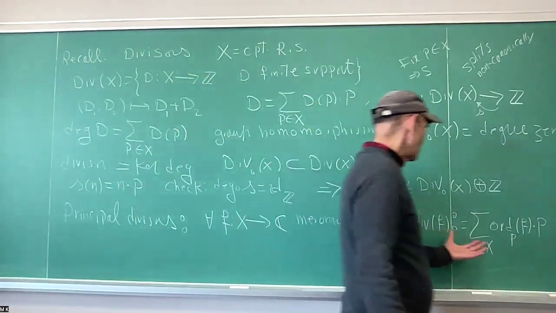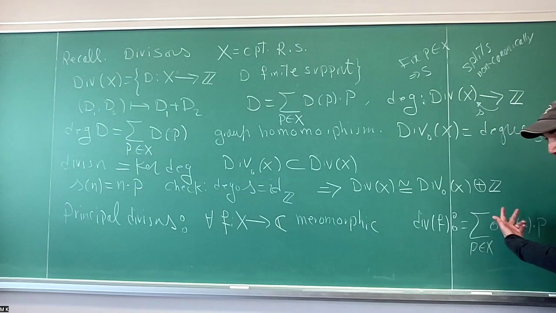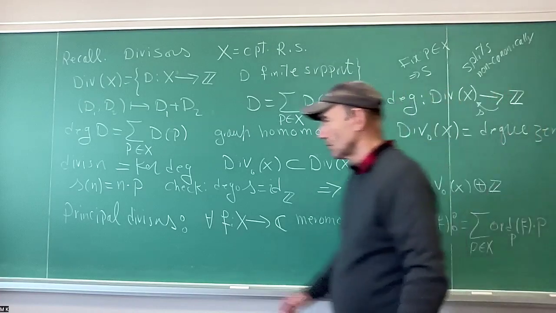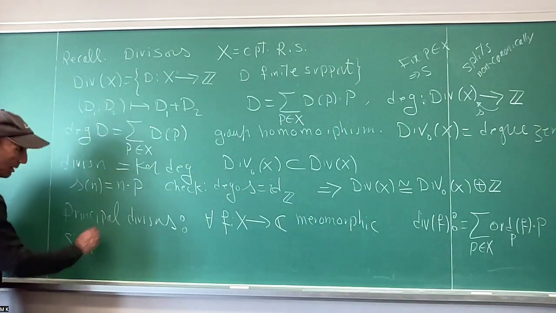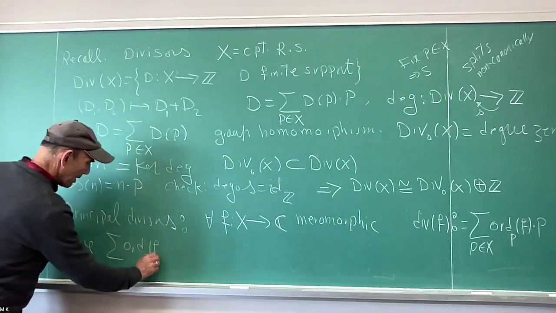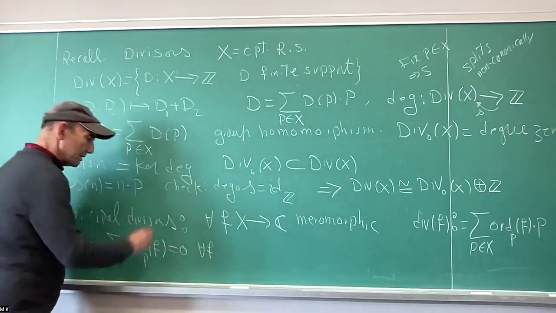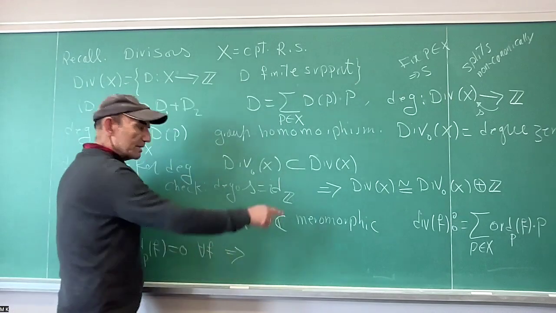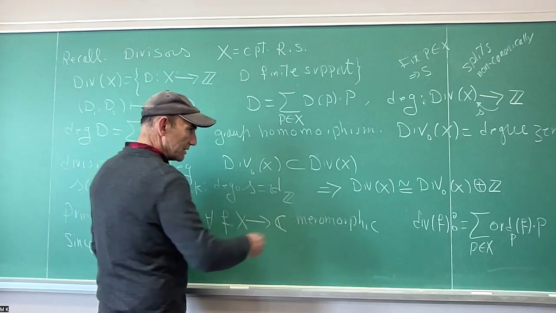Now, we proved the theorem. Actually, I gave two proofs, you remember, that the degree of such divisors is 0: the sum of orders is equal to 0. Since the sum of the orders of f is equal to 0 for all meromorphic f, this implies that these divisors of meromorphic functions are actually of degree 0.